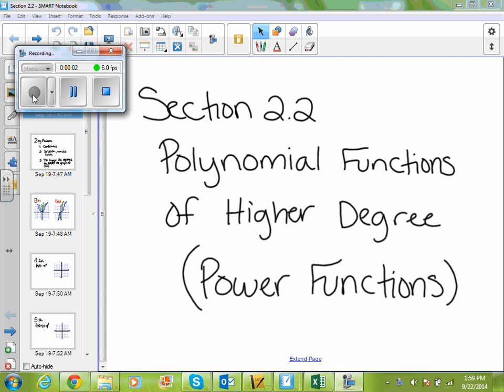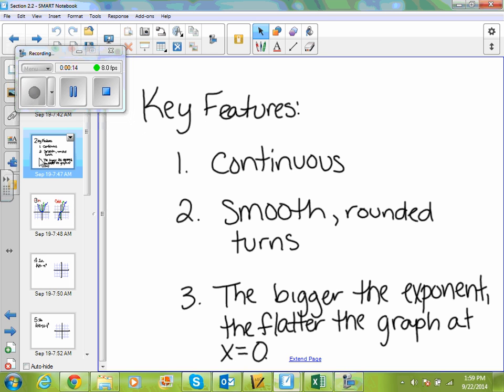Okay, so today we're going to look at section 2.2, which is polynomial functions of higher degree. So we're looking at functions like x cubed, x to the 4th, x to the 5th. And there's a few characteristics of polynomial functions that we need to know. The first characteristic about polynomial functions or power functions is that they're always continuous. So you'll never have a break in a polynomial or power function.